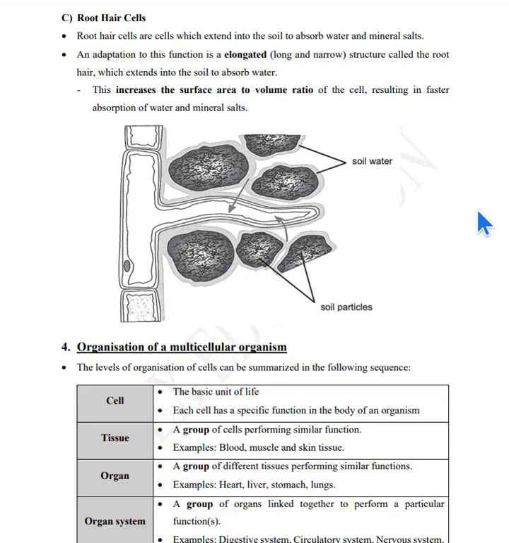For C, you need to tell me what are the adaptations of the root hair cell. You need to state that it has an elongated narrow structure called the root hair, which increases the surface area to volume ratio of the cell, resulting in faster absorption of water and mineral salts.